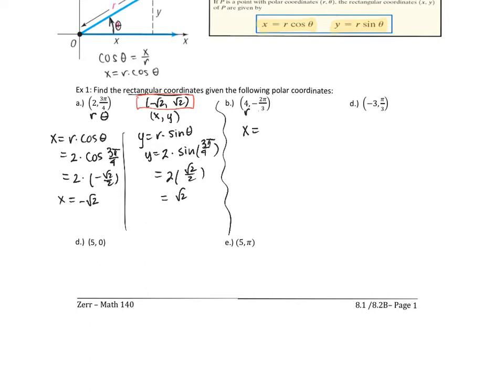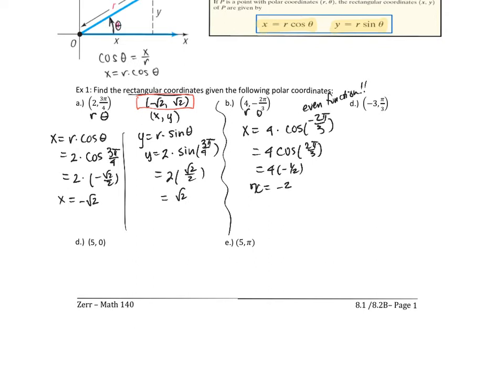So we have an r and we have a theta. Here, x is equal to 4 times cosine of theta. So we would have 4 times cosine of negative 2 pi over 3. Well, cosine is an even function, so that means it's going to be the same as cosine of positive 2 pi over 3. Then cosine of 2 pi over 3 is negative 1/2. And so that gives me an x of negative 2.